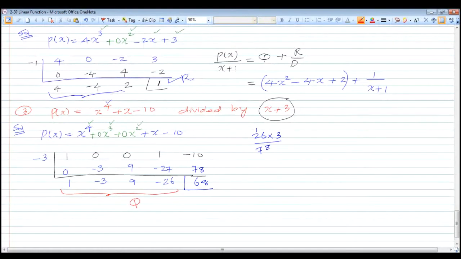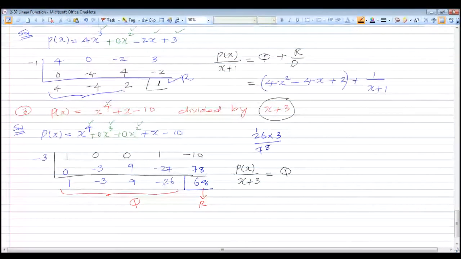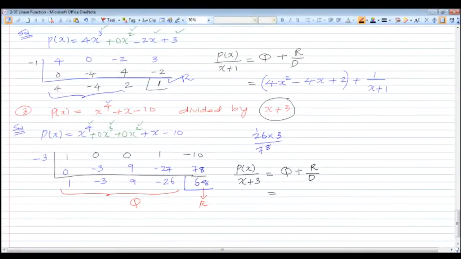This is the quotient, and this is my remainder, and this is the divisor as usual. So how will you write the polynomial? P of x over x plus 3, I can write it as q plus r over d. So what is q? X power 4 is there, here it becomes 1x power 3, right? 1x power 3 minus 3x square plus 9x minus 26.